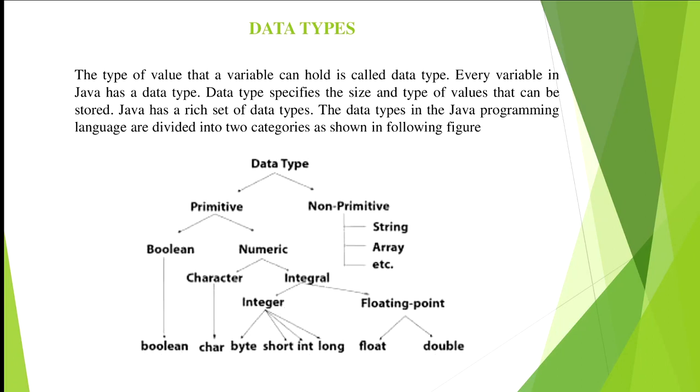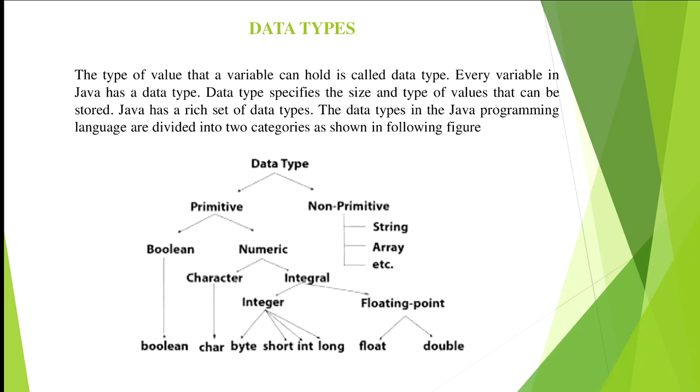If you want to store a particular character in Java, then you must use the char data type. And what about the integral? The integral data type is again divided into two different data types, integer and floating point. Integer are divided into four different data types. This is not available in C and C++ language.